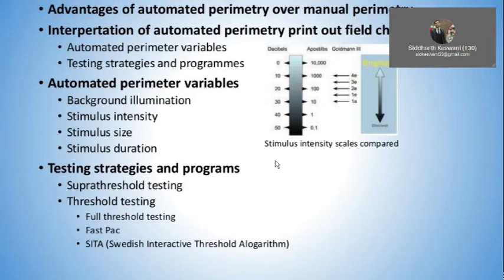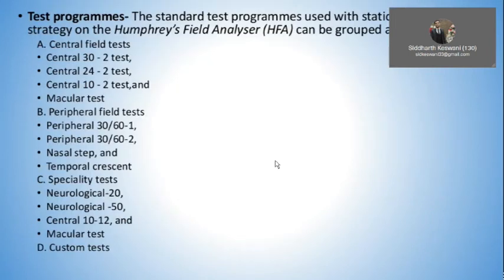Okay, this is again about the Humphrey field analyzer. It is grouped according to central field defect, peripheral field defect, specialty test, and custom test. So it is 30-2, 24-2, 10-2, and the macular test. Basically for glaucoma we do 30-2, and that is all. For glaucoma only 30-2.